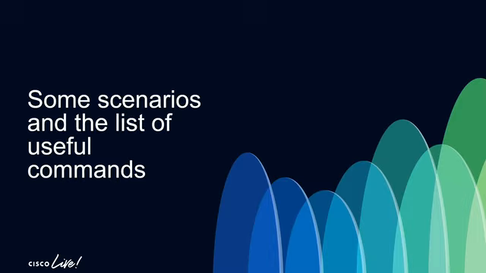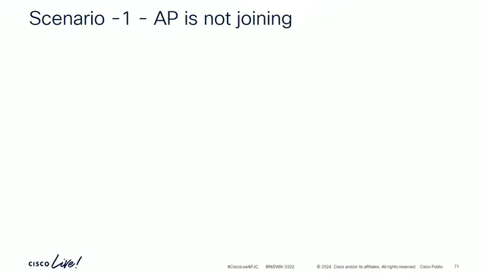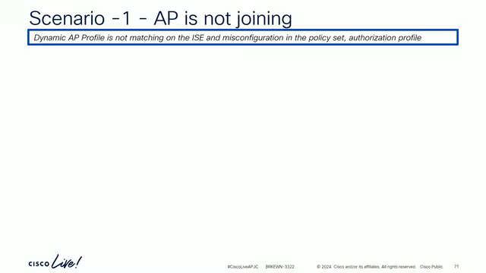From now on, we would be seeing some scenarios and a list of commands out here. So we would be covering 2 scenarios quickly. Scenario 1, AP is not joining. Here, I am just covering a scenario which I have not precisely covered earlier, the one with ISE.